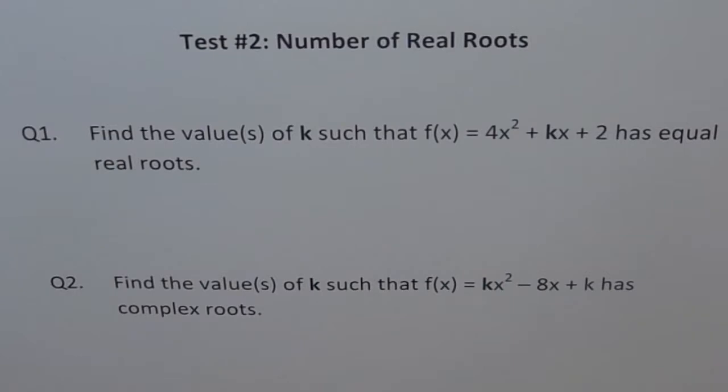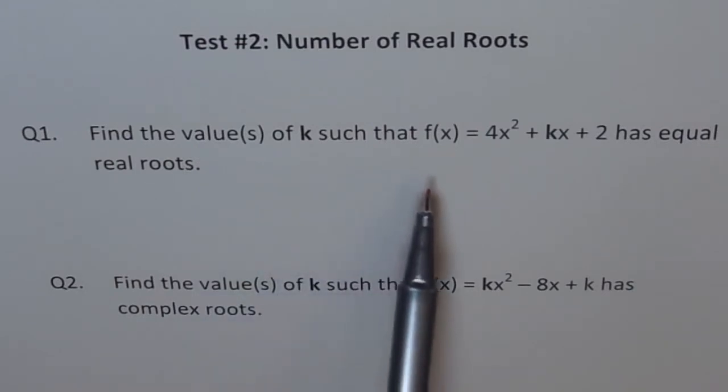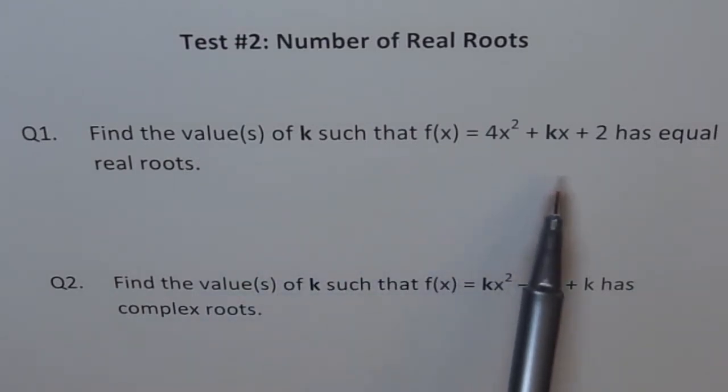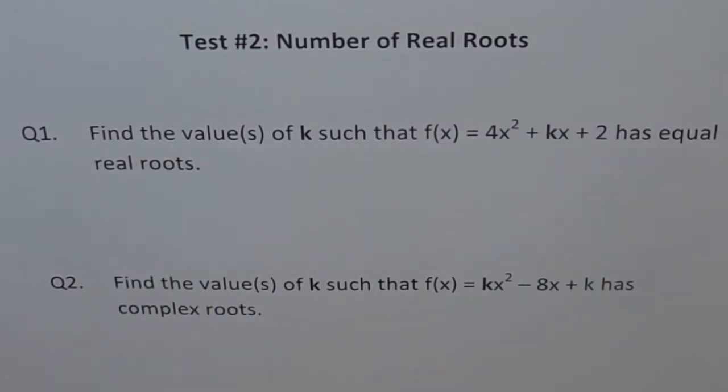Okay. Now here the question is, find the values of k such that f of x equals 4x squared plus kx plus 2 has equal real roots, right? We are not directly saying it has one root, two roots, or no roots. We are trying to say it has equal real roots. It means what? It means a quadratic function will always have two roots.